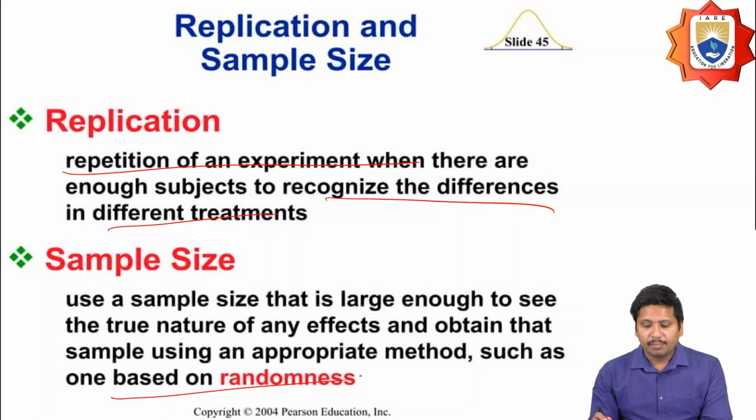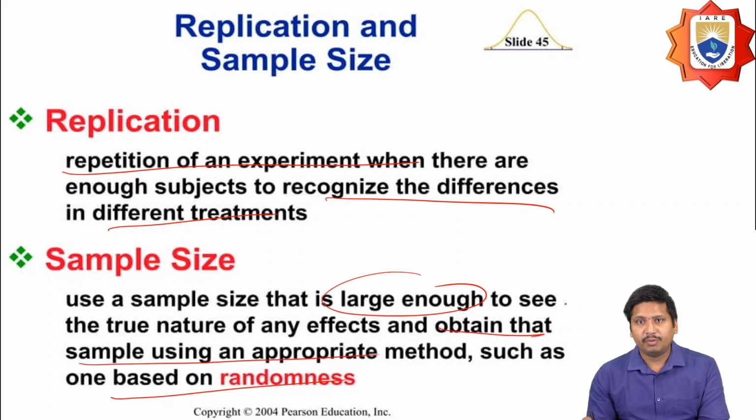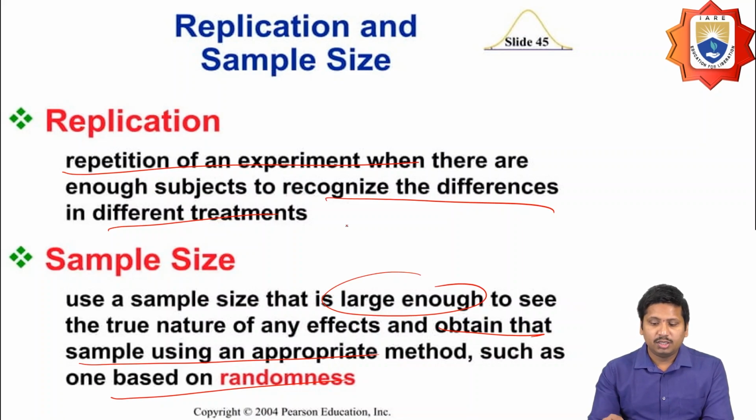Okay, so the sample size should be large enough to see the true nature of any effects, and the sample should be obtained using appropriate methods, such as one based on randomness. So these are the two things to remember when implementing sampling.